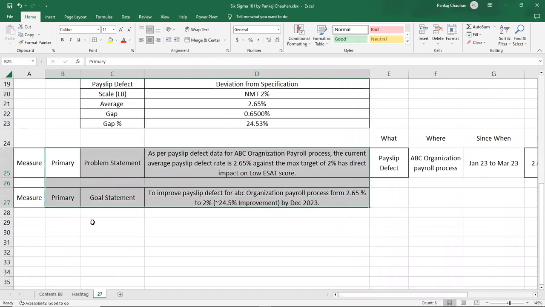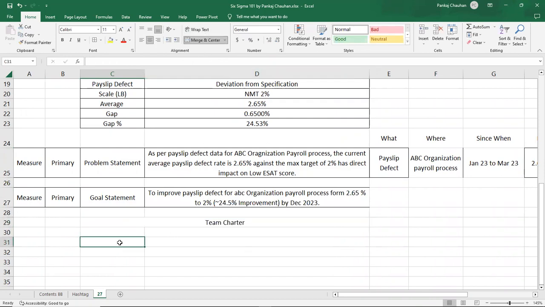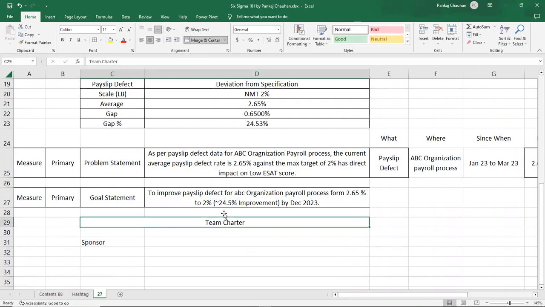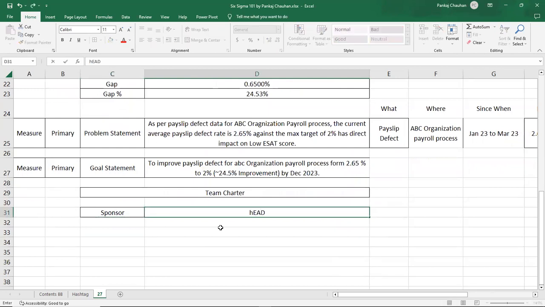Next thing, in the project charter, you have to select the team. So the team charter typically comprises, or we start with, our sponsor. For the sponsor, we write the name and the location here, and the contact detail, but I am just writing for your reference. Sponsor is always the head of the business. Basically, in this case, whoever is heading the business for the ABC organization, that name should come here.